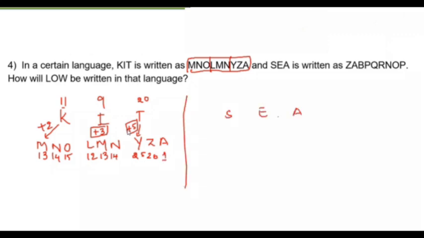Yes, E, A, C. And this is 19, this is 5, this is 1. Okay. Now 19. C is coded as what? Z, A, B. This is P, Q, R. That's N, O, P. Now observe it. Yes, Z is 26.